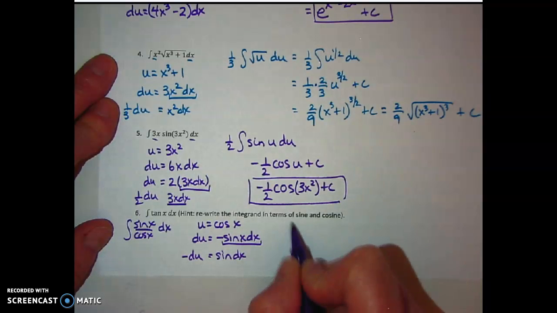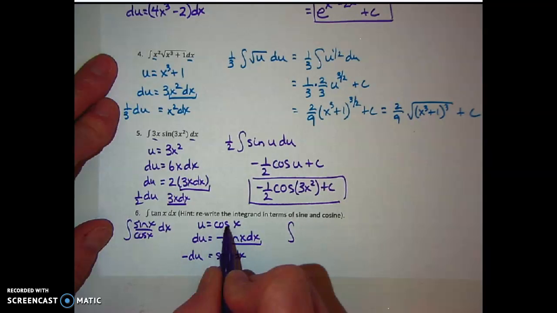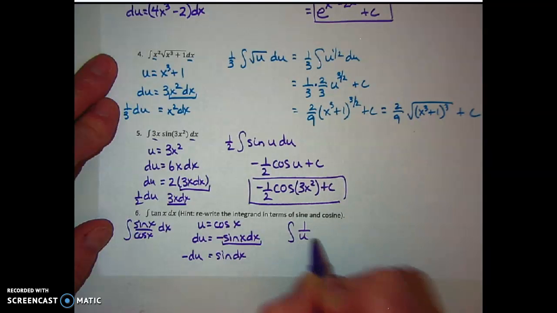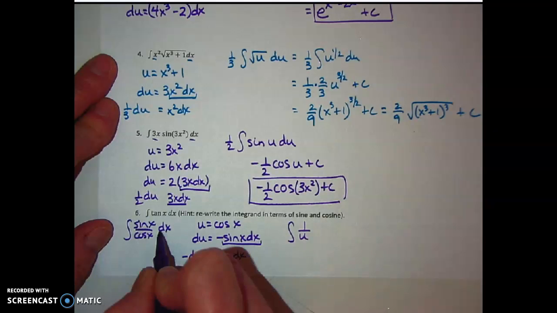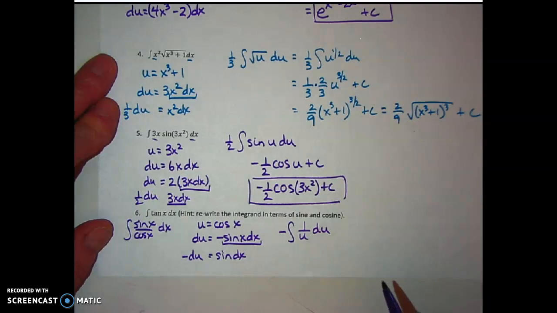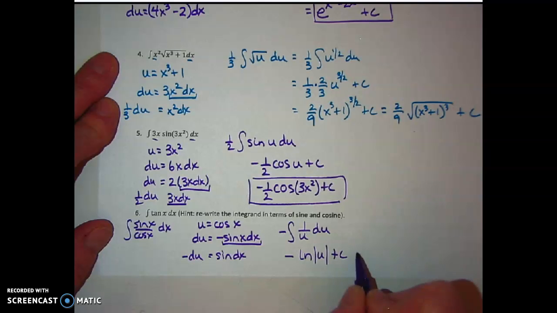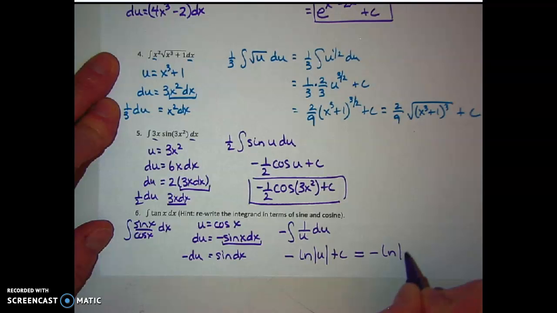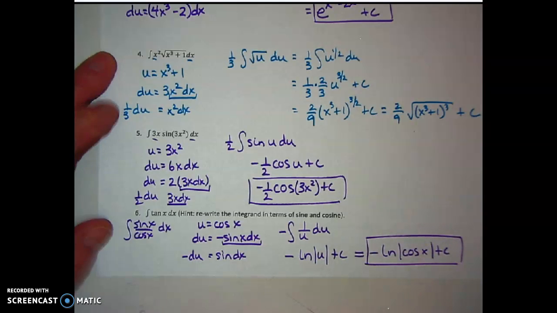And now my substitution is going to be, my u is cosine of x, so I have 1 over u. And then my sine of x dx I'm going to replace with negative du. The integral of 1 over u is going to be the negative natural log of the absolute value of u plus c. And then using the substitution again, I have the negative log of the absolute value of the cosine of x plus c. And you can verify that by looking at your card.